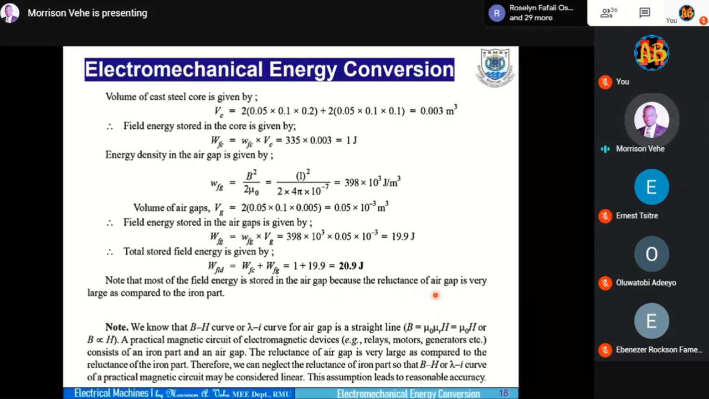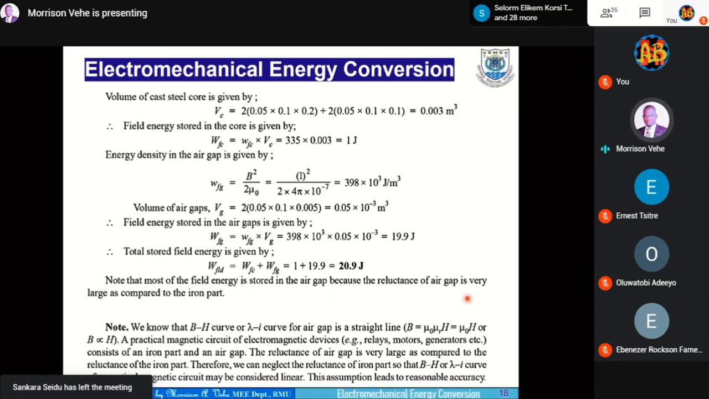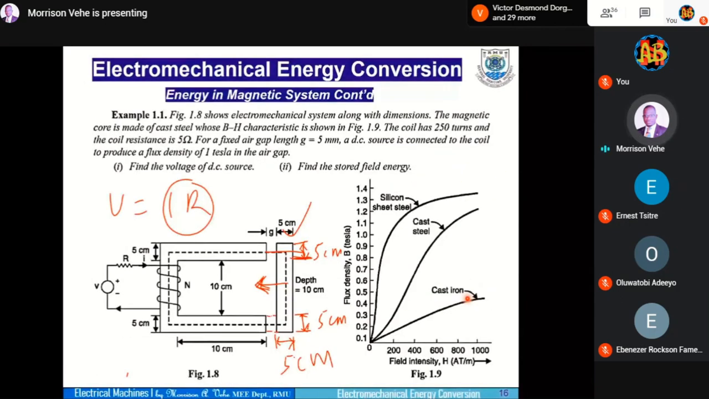Because you also have some reluctance of air gap, which is very large as compared to the iron parts. Of course, when you take the air gap, you have a reluctance in the air gap, and that will make it that maybe we'll have more energy stored in the air gap. Okay? We'll have more energy stored in the air gap.